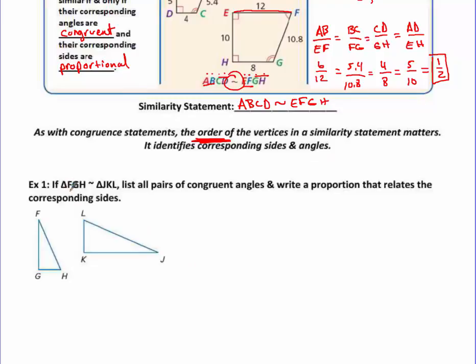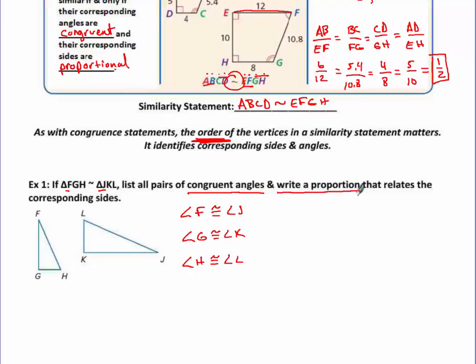Example 1. If triangle FGH is similar to triangle JKL, list all pairs of congruent angles and write a proportion that relates the corresponding sides. Okay, so congruent angles. Angle F is congruent to angle J. I know that because F and J are in the same place in the similarity statement. Angle G is congruent to angle K, and angle H is congruent to angle L. So that was the easy part. List the congruent angles. That's not a big deal.